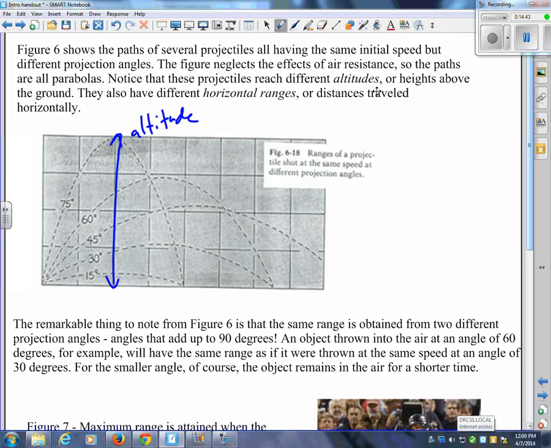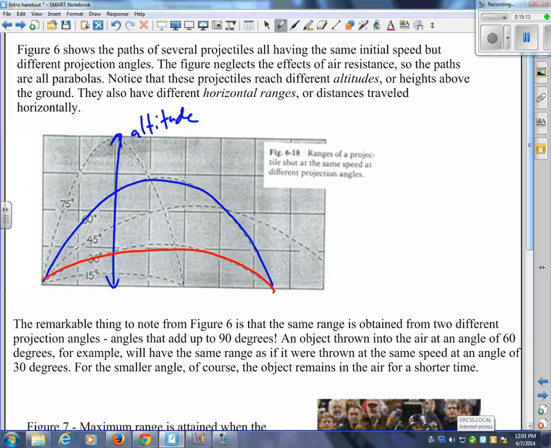The remarkable thing to note from figure 6 is that the same range is obtained from two different projecting angles, angles that add up to 90. An object thrown into the air at an angle of 60 degrees, for example, will have the same range as if it were thrown at the same speed at an angle of 30 degrees. Okay? They land at the same place because the angles are complements, they add up to 90.